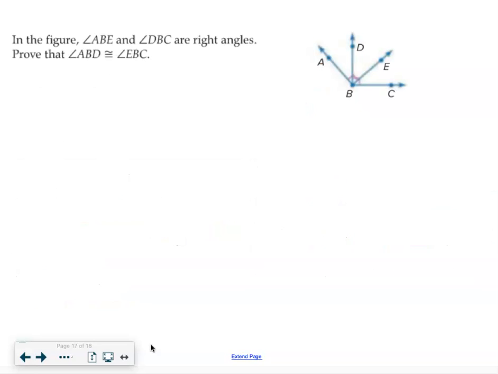We're just jumping right in. It says angle ABE and DBC are right angles. I want to prove that this angle right here and EBC, this one here, are congruent. Both 90 degrees? Or no, they're both equal, 45? Do we know what their measure is?